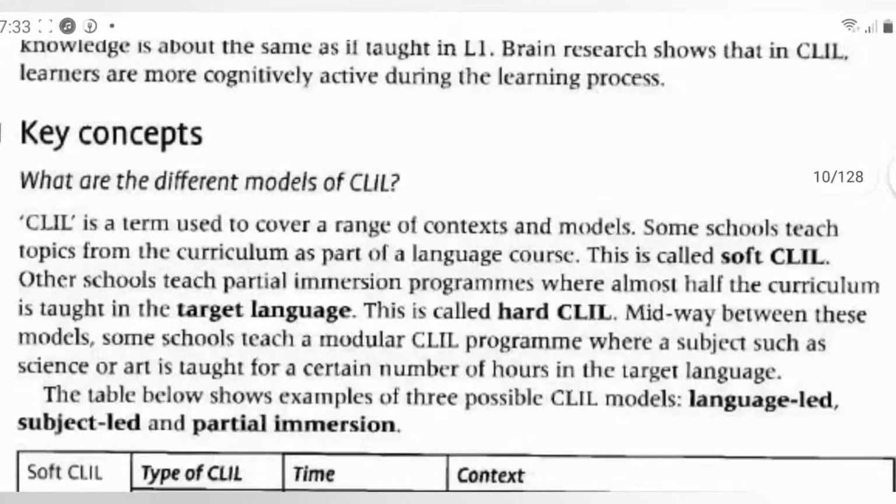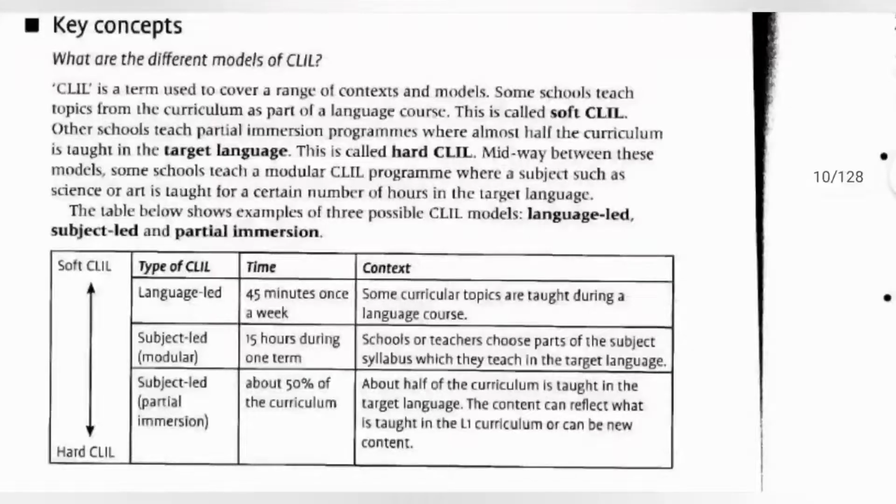Key concept. What are the different models of CLIL? CLIL is a term used to cover a range of contexts and models. Some schools teach topics from the curriculum as part of a language course. This is called soft CLIL. Other schools teach partial immersion programs where almost half the curriculum is taught in the target language. This is called hard CLIL.